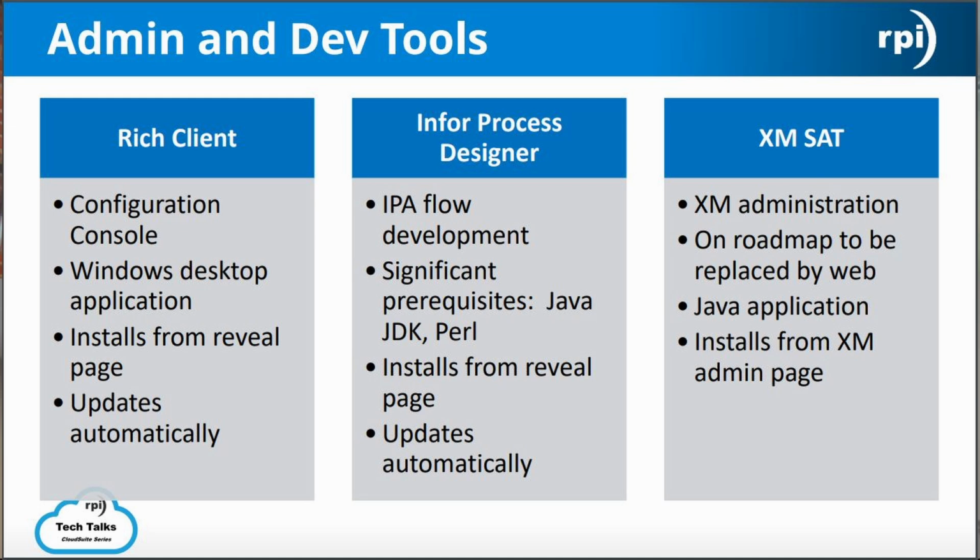So there are a few administrative tools and development tools to interact with your Infor system. The first is the rich client. This is a fat client download, a Windows desktop application that gives you access to Configuration Console. This is where you can go in and do security customizations and whatnot. This also installs from your Reveal page within your environments, and just like the Spreadsheet Designer, it also updates automatically. So if there are changes the next time you launch the rich client, it will automatically download and apply the updates.